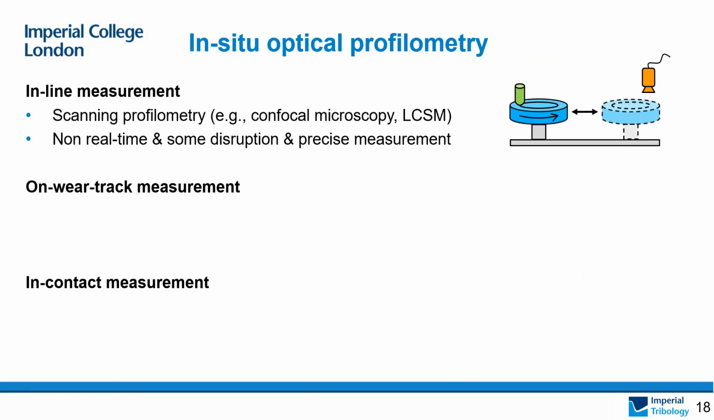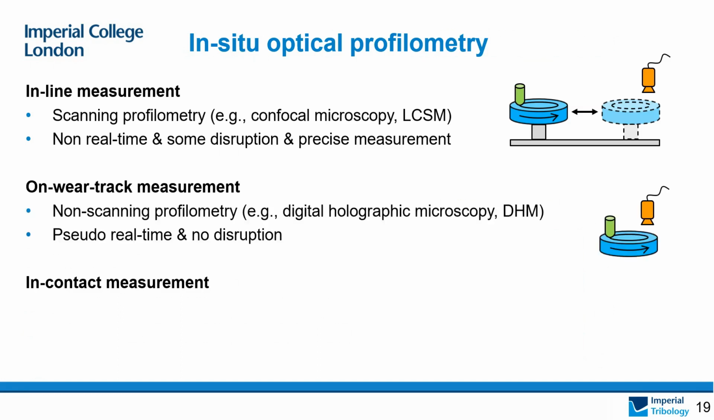As we can see, this method is not real time, and there's disruption during the test. But the good thing is that the measurement is more precise compared to other techniques. For on-wear track measurement, non-scanning profilometry is used, for example, digital holographic microscopy or DHM. For non-scanning method, a single measurement can be acquired in microseconds.